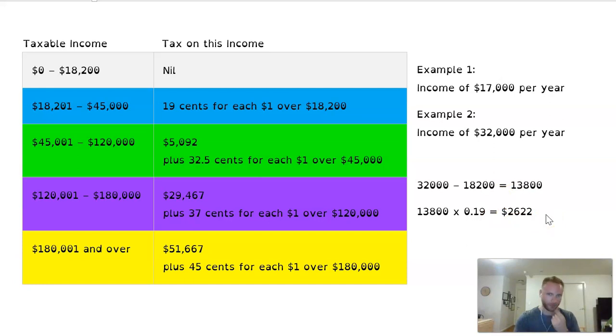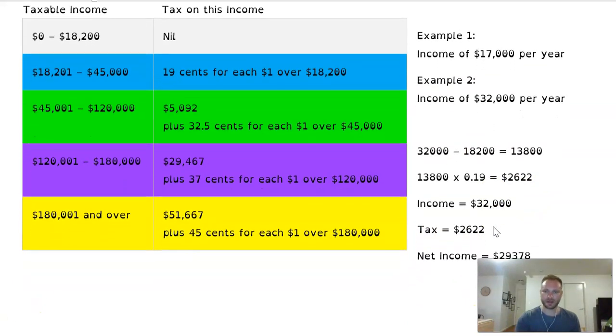So again, to work that one out, we've gone our income here, which is $32,000. We minus the $18,200 that we don't pay tax on to give us $13,800. We then take that number and we will times it by the amount of tax that we would pay. In this case, it's 19 cents for each $1 over this amount, leaving us with $2,622 in tax.